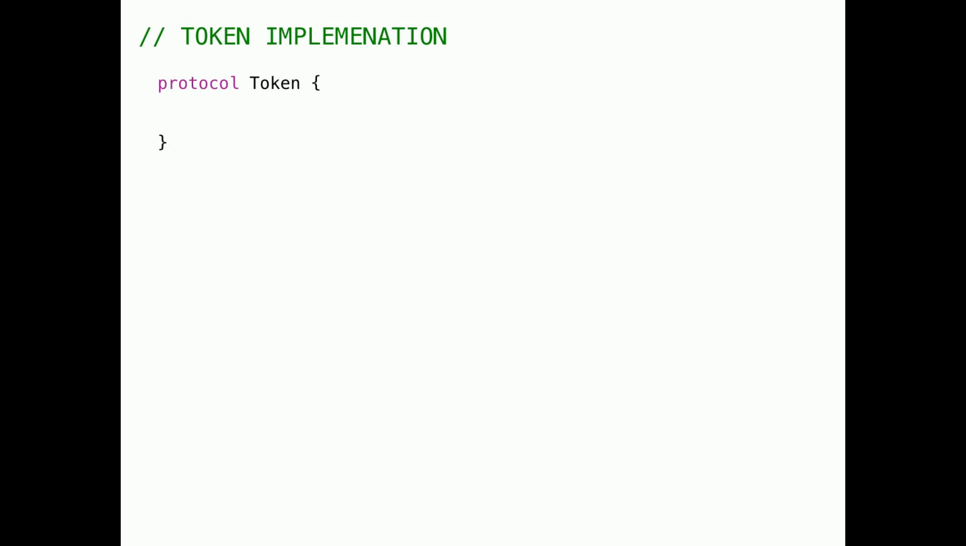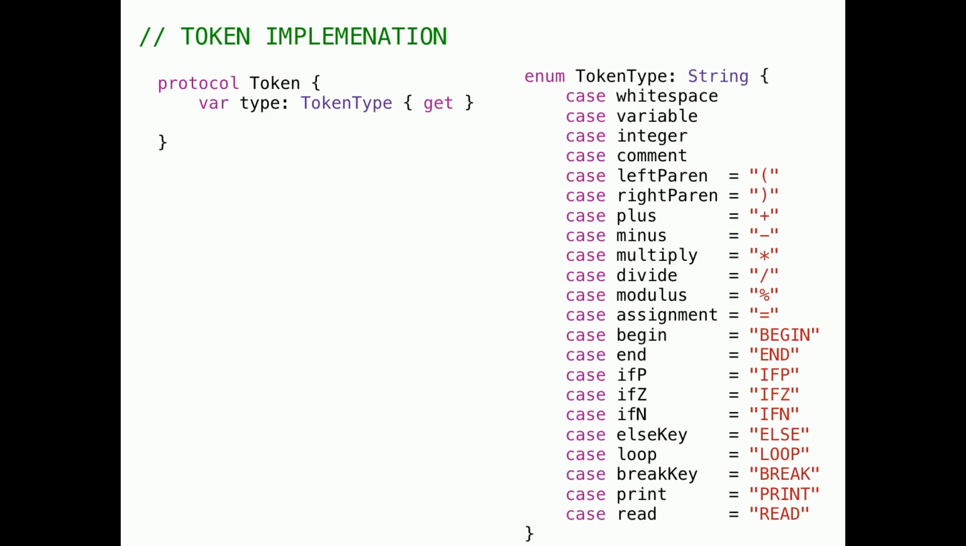So since we're dealing with Swift, and we're talking about an abstract type, we'll start with a protocol. And we said that we had to carry forward the kind of token that we're dealing with, or the type of token. And we'll use an enumerated type for that, and we'll back that enumerated type with a string raw value, and we'll see why that's important in just a little bit. We also said we had to carry forward the raw value in the source code, and we'll just use a string property for that on our token.